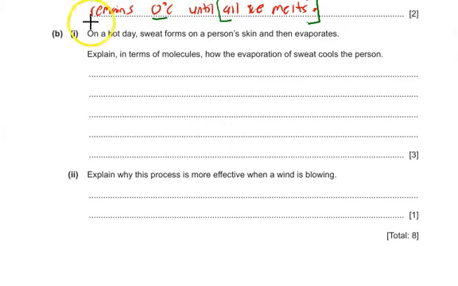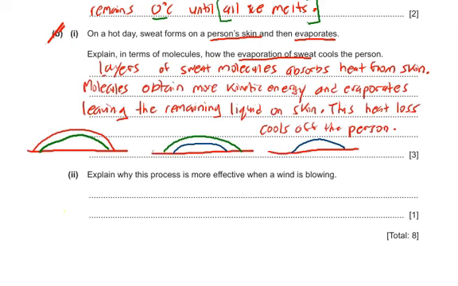Here B1, on a hot day, sweat forms on a person's skin and then evaporates. Explain in terms of molecules how the evaporation of the sweat cools the person. Okay guys, so this is my explanation here. Layers of sweat molecules absorb heat from the skin.